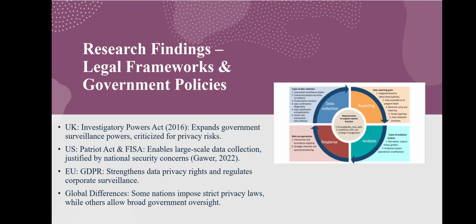Research finding: legal frameworks and government policies. Here we talk about what different continents are using. The UK Investigatory Powers Act 2016 expands government surveillance powers and is criticized for privacy risks. The US Patriot Act and FISA enable large-scale data collection justified by national security concerns. Europe's GDPR strengthens data privacy rights and regulates corporate surveillance. Global difference: some nations impose strict privacy laws while others allow broad government oversight.